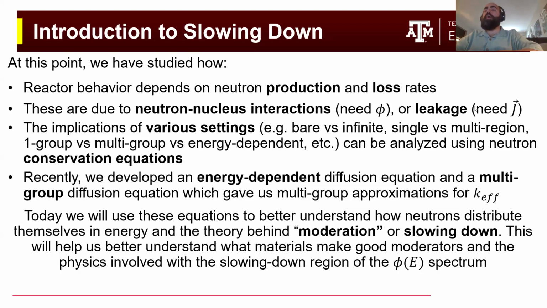We also know that one of the big loss mechanisms is leakage, which we need the net current density for. We've studied how these different production and loss mechanisms are set up in various situations. And every time that we've had a different situation, we've written a conservation equation, and then we've said what are the gains, what are the losses, and we've expressed all of those terms for each situation. So that was how we got those energy dependent diffusion equations. That was how we got the multi-group diffusion equation.